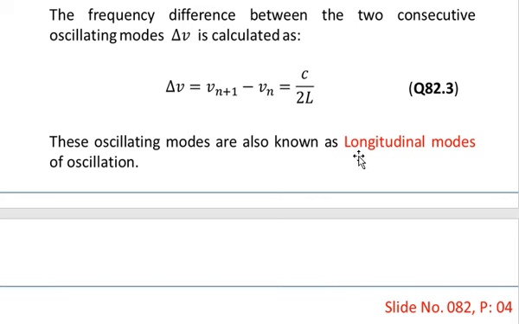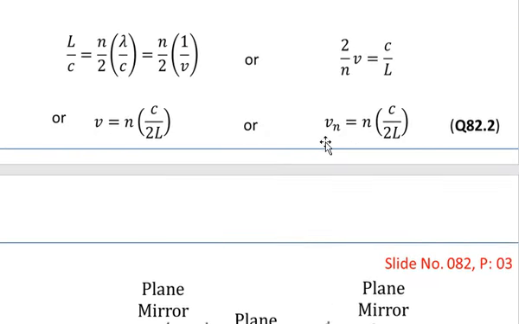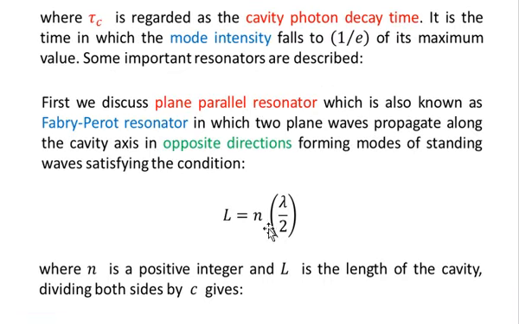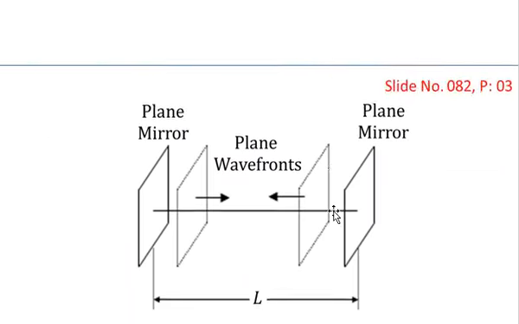These oscillating modes are also known as longitudinal modes of oscillation. So again I am talking, for the second time, about the longitudinal modes. The nu_n given by equation number 2 gives you the longitudinal modes, or equivalently the equation L is equal to n times lambda by 2, where you can have different wavelengths to satisfy this condition. Different wavelengths mean different longitudinal modes, or different frequencies mean different longitudinal modes.